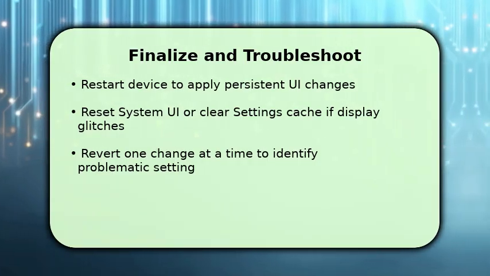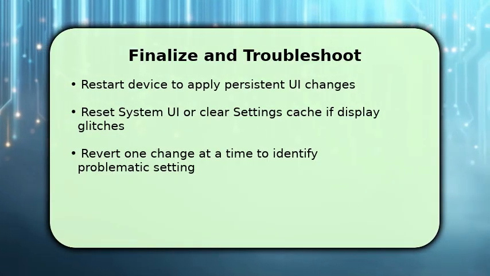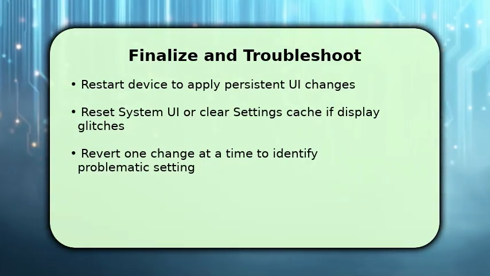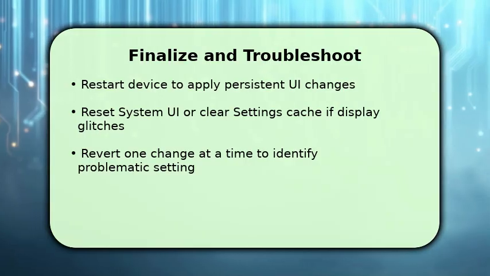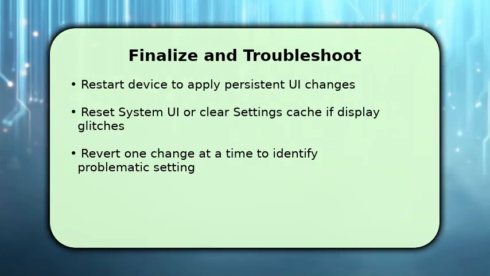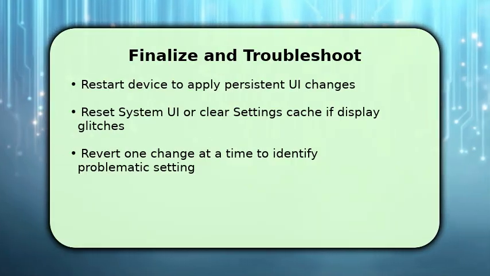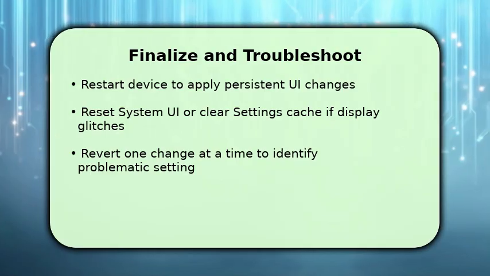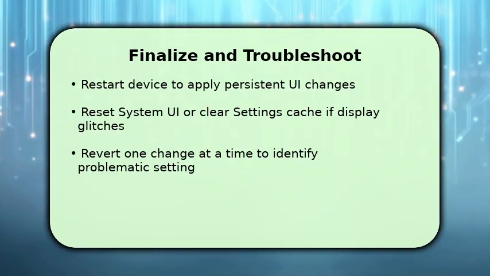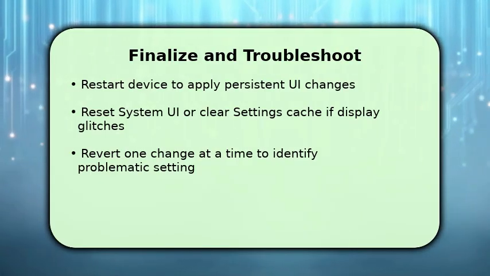If the status bar misbehaves, clear settings, cache, or reset the system UI process to restore defaults, because temporary corruption can block updates. If problems continue, revert one change at a time so you can identify which option caused the issue. This targeted rollback helps you recover quickly without losing all custom.